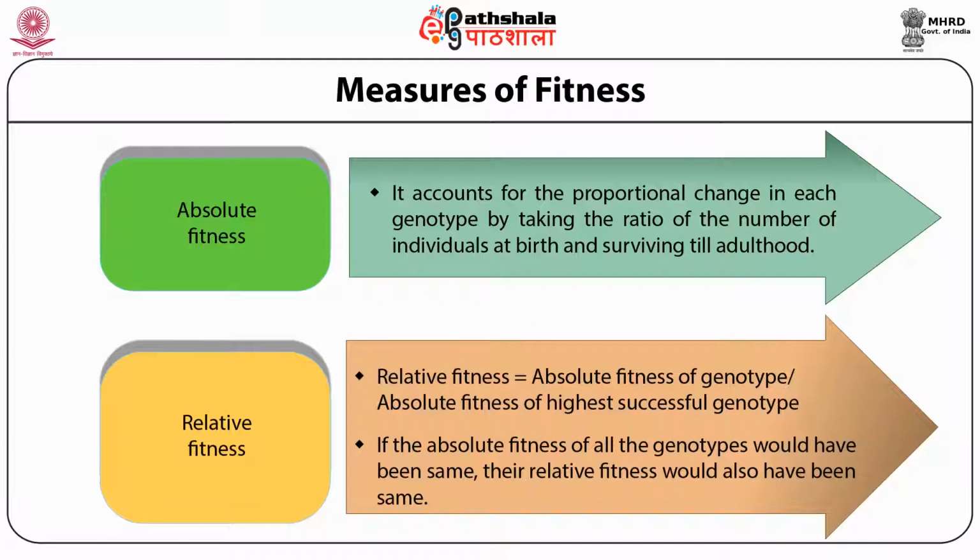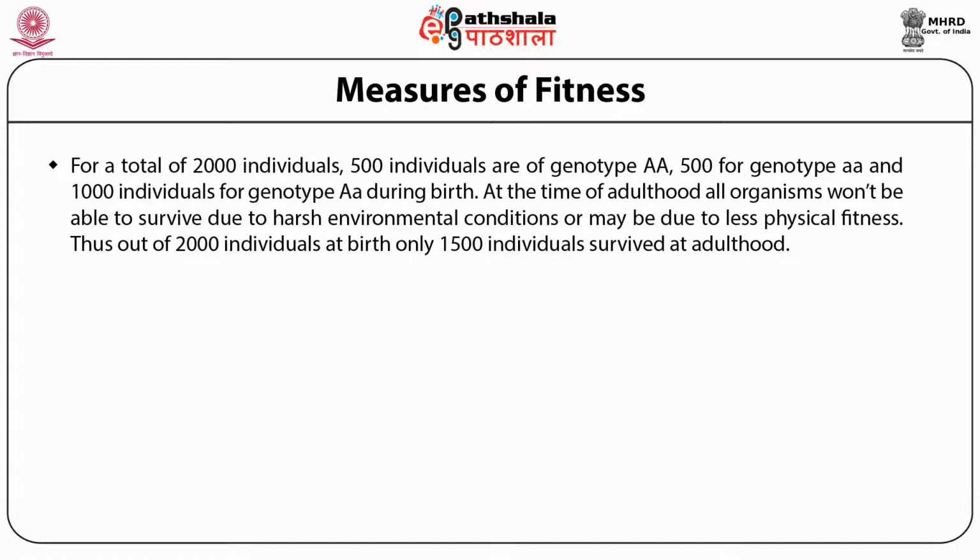For a total population of 2000 individuals, 500 individuals have genotype capital A capital A, 500 individuals have genotype small a small a, and 1000 individuals have genotype capital A small a at birth. At the time of adulthood, all these organisms won't be able to survive due to harsh environmental conditions or maybe due to less physical fitness. Thus, out of 2000 individuals at birth, only 1500 individuals survived to adulthood.